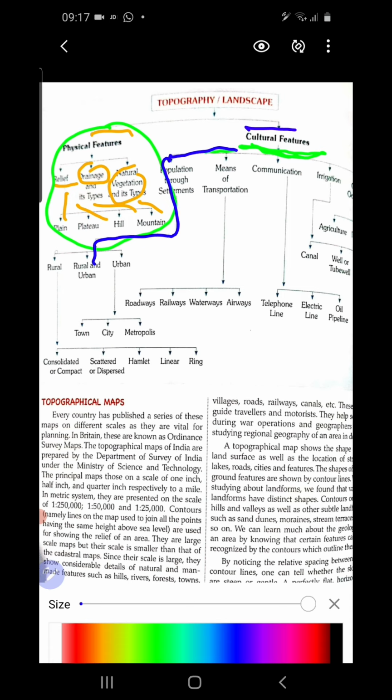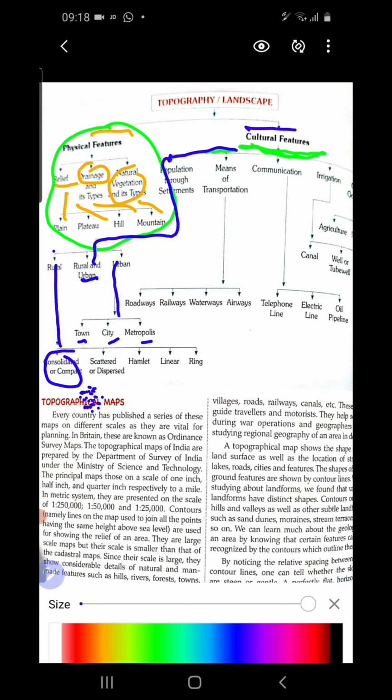You know that rural area means village area. Then urban area means cities, like town, city, metropolis. Then in rural area itself there are different settlements, like consolidated or compact settlement. In compact settlements, you will find the settlements very close by. They are found in a cluster.